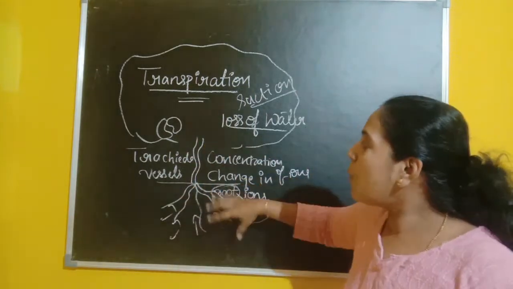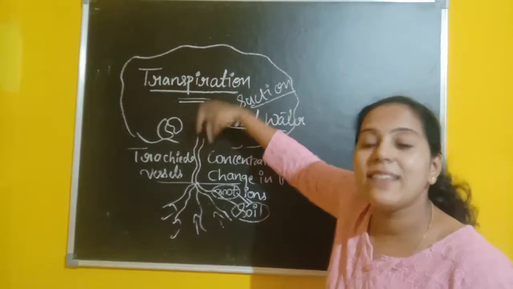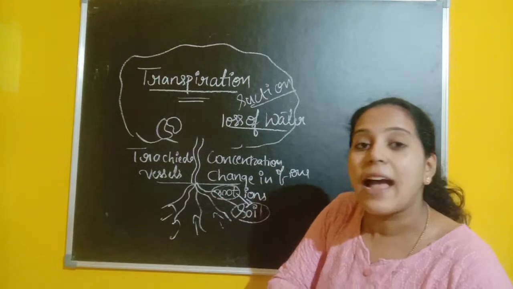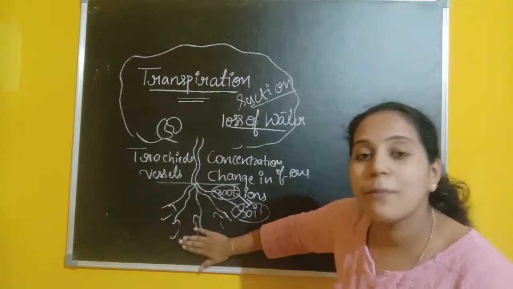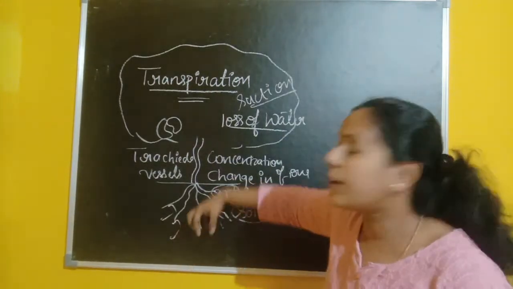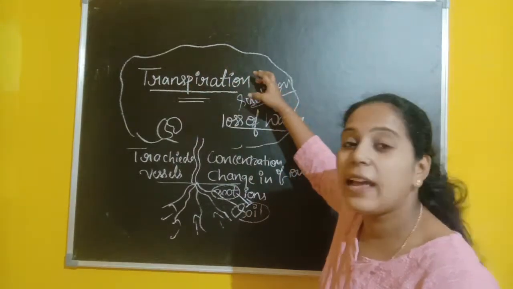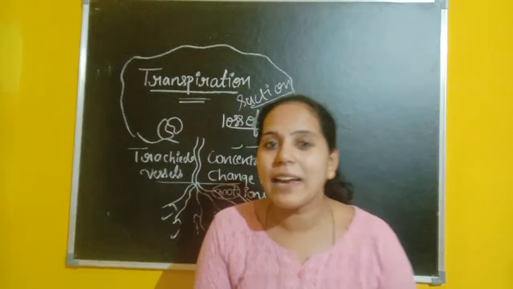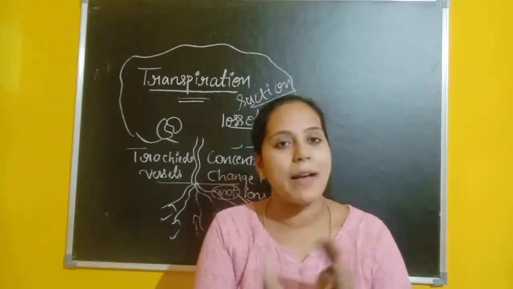Okay, so now what happened? Due to the increase in the transpirational pull, a suction force is created. As a result of it, water from the xylem will be pulled to different parts of the plant body and it reaches the aerial parts of the plant body. I have explained it very simply; even if you write just this, you will get full marks.